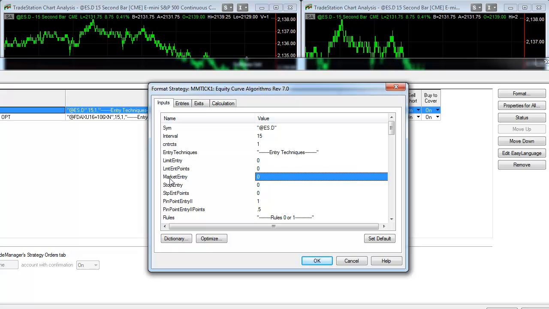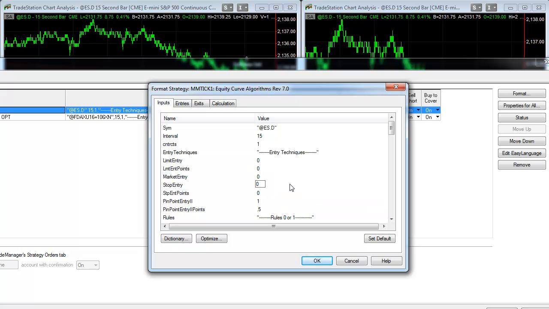Now the market entry doesn't have a second input. Limit entry has an input for limit entry points. The market entry, you just get into the market once the criteria is met. And these don't take into consideration the price where the original strategy entered. Now the stop entry is similar to the limit entry. If we set this to 1, you should only set limit entry, market entry, stop entry, or pinpoint entry to 1. You should not have a combination of these.